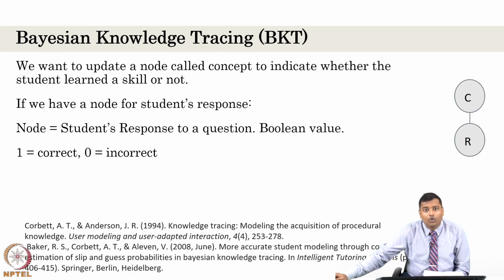We want to update a node called concept to indicate whether the students have learned a skill or not. The node is based on students' response to a question. It is a Boolean value of 0 or 1. 1 is correct, 0 is an incorrect value. You can find a lot more about Bayesian knowledge tracing in these two research papers which are given below.